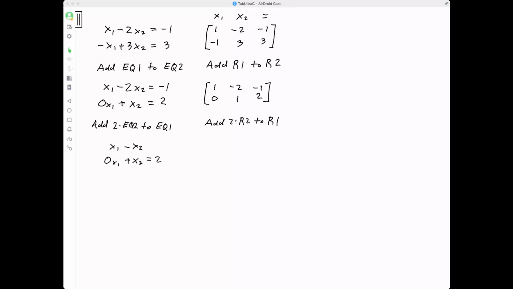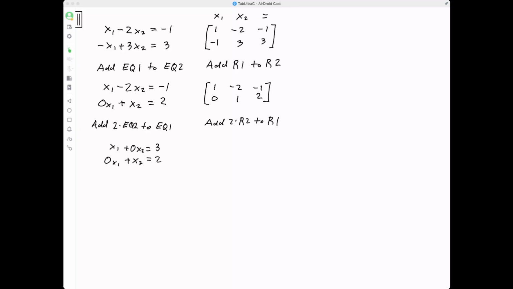I'm sorry, I did that. I've got to be more careful. So x1 plus 0 times 2 x1 is x1 plus 0 x1 is x1. Negative 2 plus 2 times x2 is plus 0 x2. And negative 1 plus 2 times 2 is negative 1 plus 4 is 3.